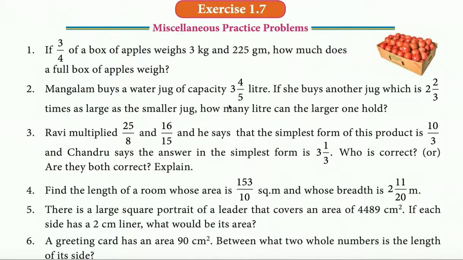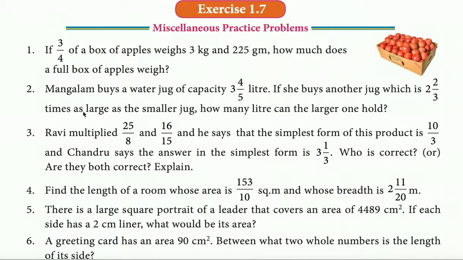Mangalam buys a water jug of this capacity. If she buys another jug which is this many times as large as the smaller jug, how many liters can the larger one hold? 15 plus 4, 19 by 5, into 6 plus 2, 8 by 3. 19 by 5 into 8 by 3.